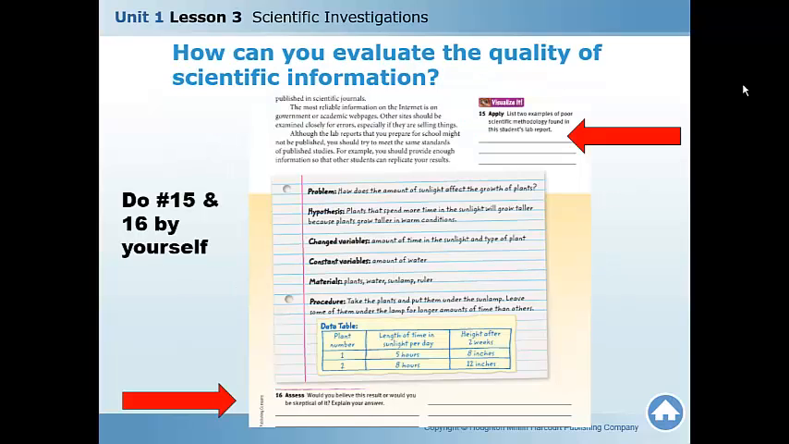Okay, now I want you to do numbers 15 and 16 by yourself. Sorry, I don't have the page number here. Probably 34-ish, 35-ish. Go ahead and try these on your own. You can pause the video while you do them.